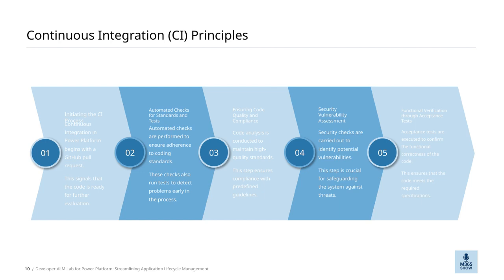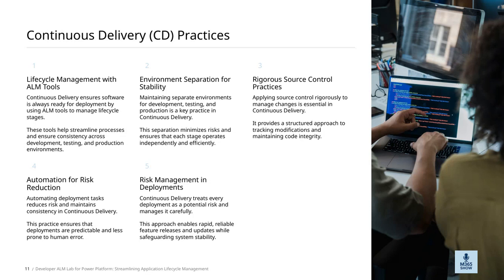This step gives us confidence that the code is ready to be deployed and used in production. All these steps together form a comprehensive CI process that helps us deliver high-quality, secure, and reliable Power Platform applications efficiently. Continuous delivery, or CD practices, treat every deployment as a potential risk.